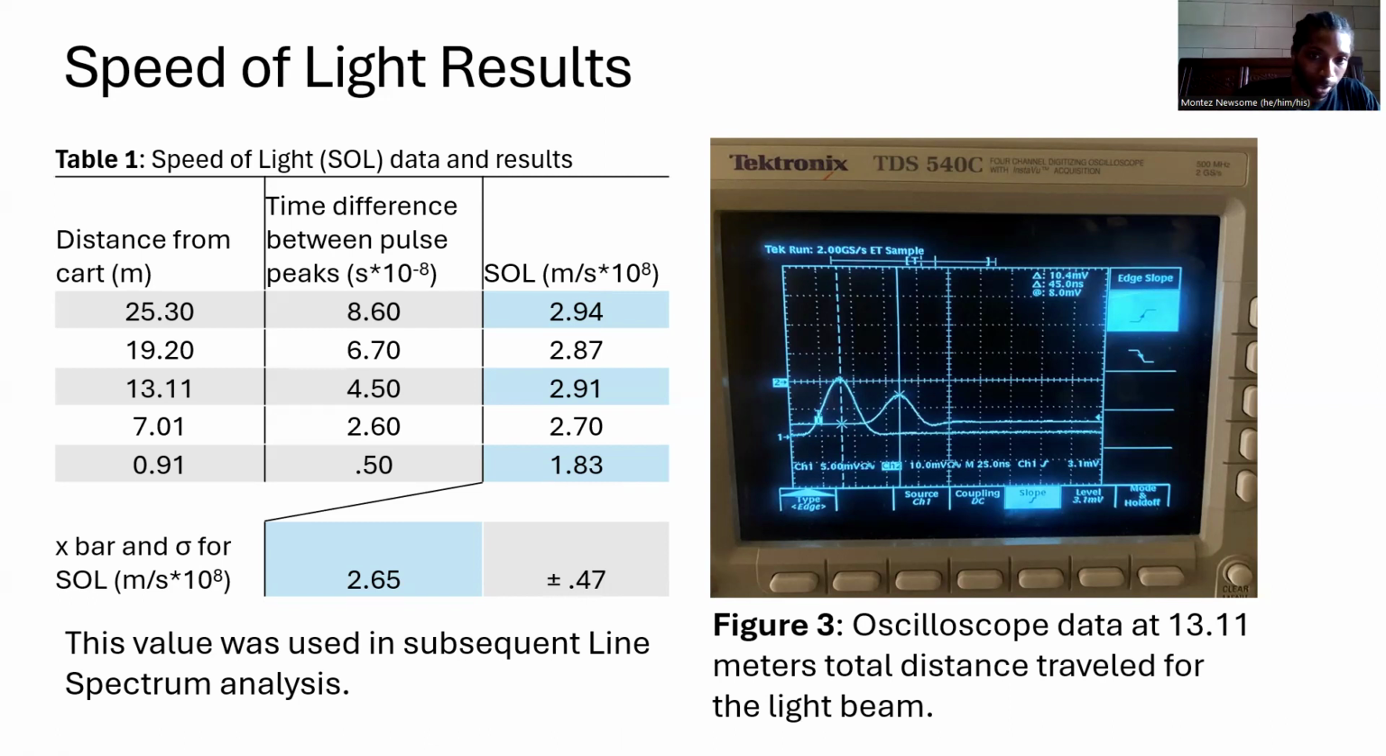as the distance began to increase, the speed of light began to become closer and closer to 2.998 times 10 to the 8. So the averages were taken from all five distances, and the speed of light from that was found to be 6.5 plus or minus 4.7 times 10 to the 8 meters per second. This value itself was used in subsequent line spectrum analysis. Shown in the figure is the oscilloscope data at 13.11 meters total distance traveled for the light beam.